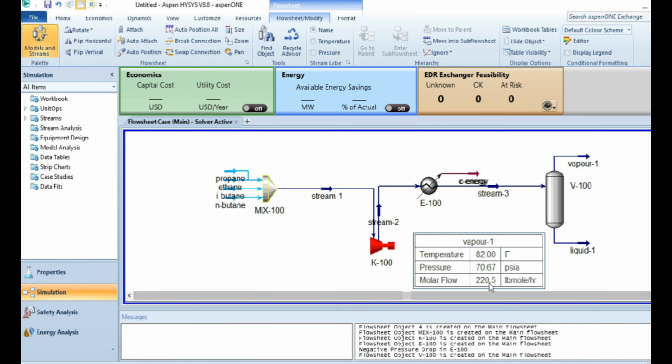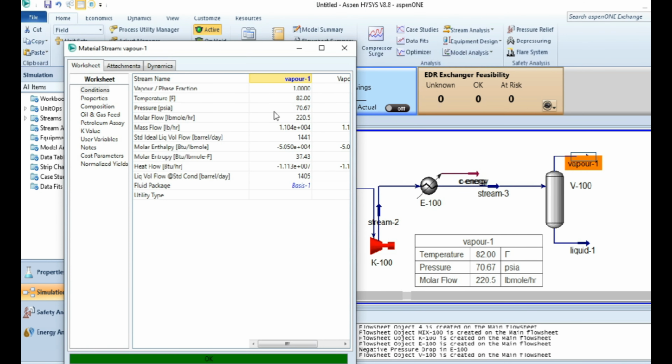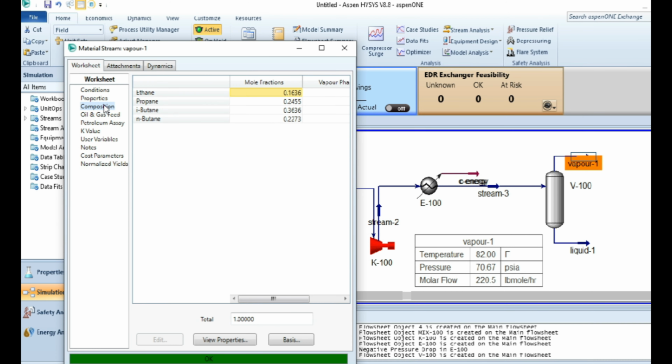The flow for vapour I have 220.5 pound mole per hour. Then the composition: I have ethane to be 0.1636, propane to be 0.2455, i-butane to be 0.3636, then n-butane to be 0.2273.